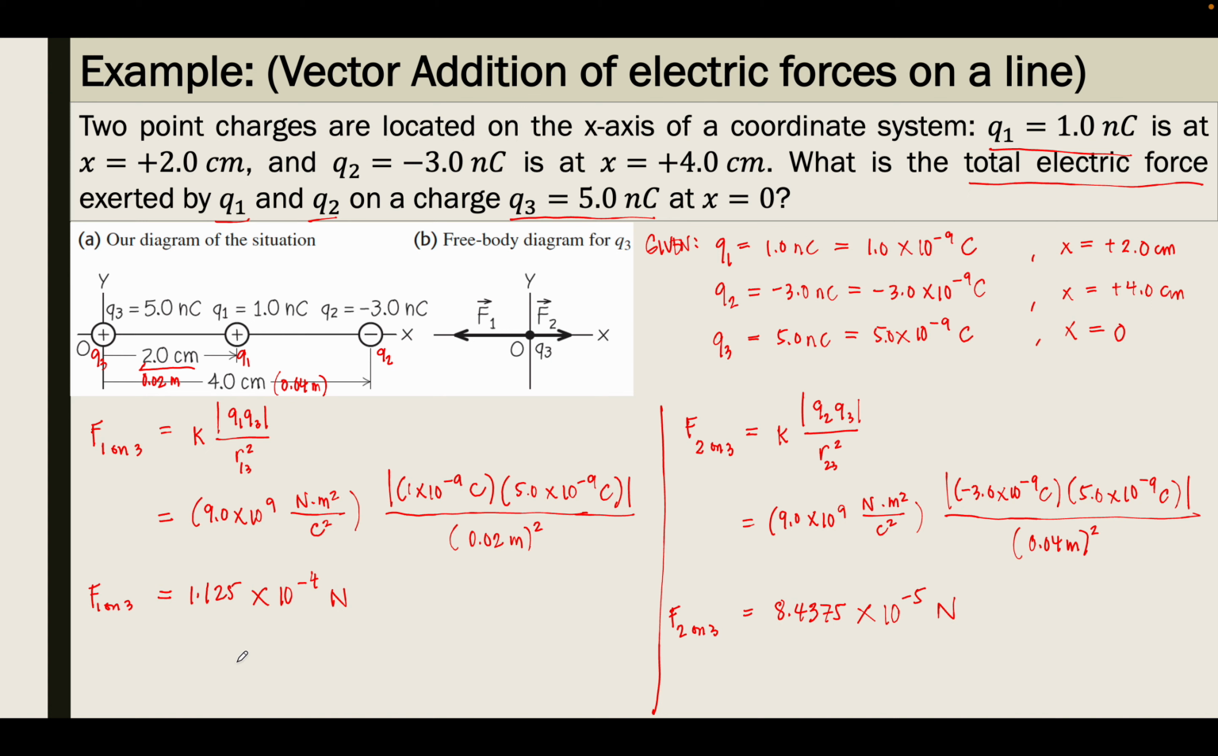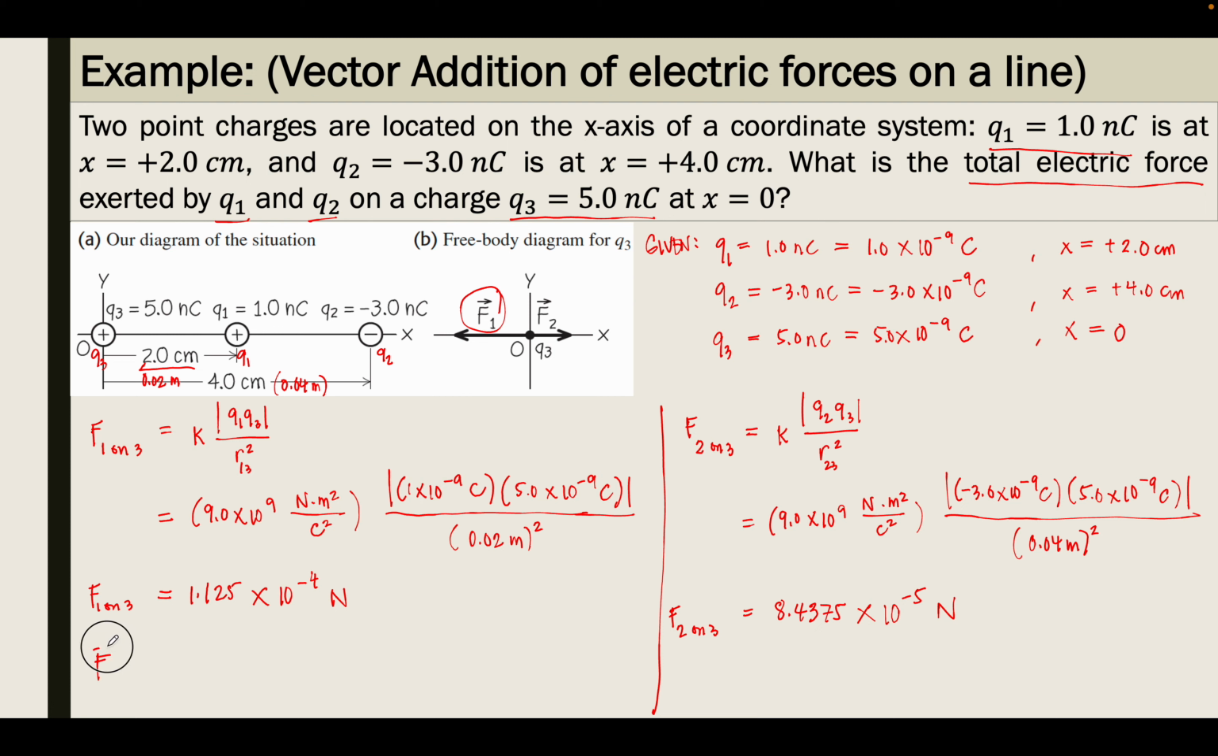So we have now the forces that Q1 and Q2 exert on Q3. Now, how about the direction of the force that Q1 exerts on Q3? As you can see here in the free body diagram, this is the direction of the force that Q1 exerts on Q3. It repels Q3, so the direction of the force is going to the negative x-axis.